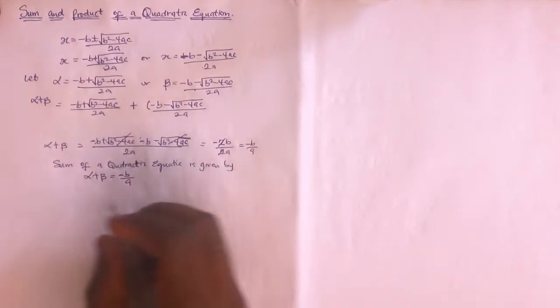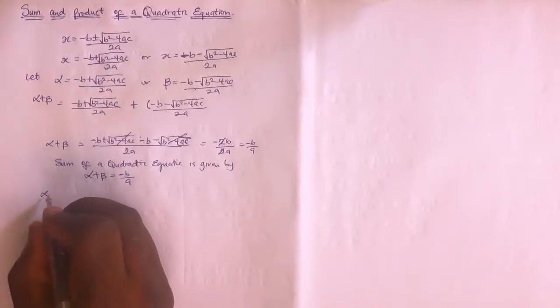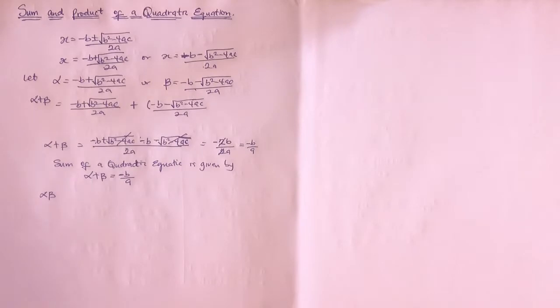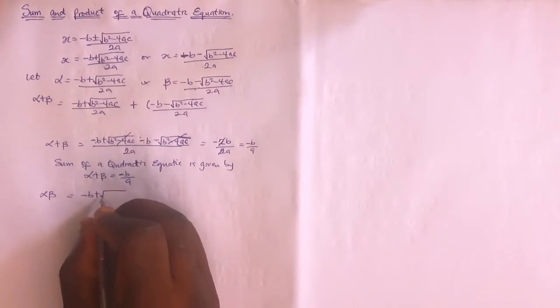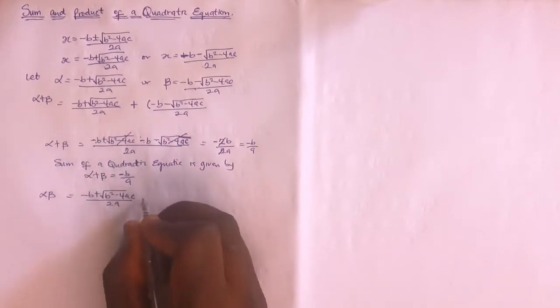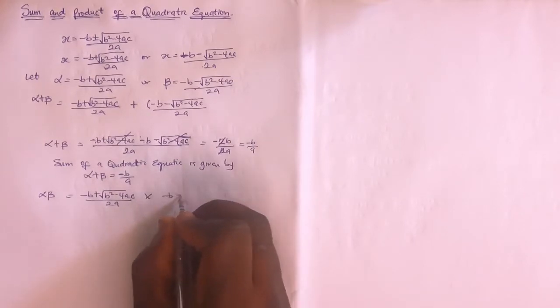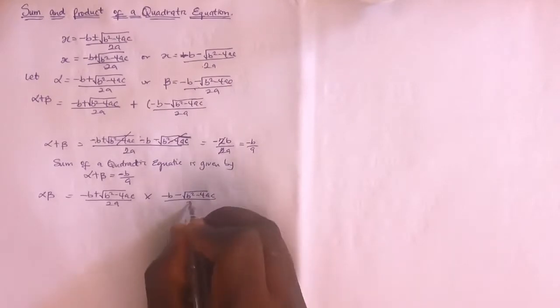If I am talking about the product of a quadratic equation, that would be alpha multiplied by beta. Alpha multiplied by beta is still the same thing as writing alpha beta, right? So now in this case, I will be multiplying the two roots together, so that I will be having minus b plus root of b squared minus 4ac all divided by 2a, multiplied by minus b minus root of b squared minus 4ac all divided by 2a.